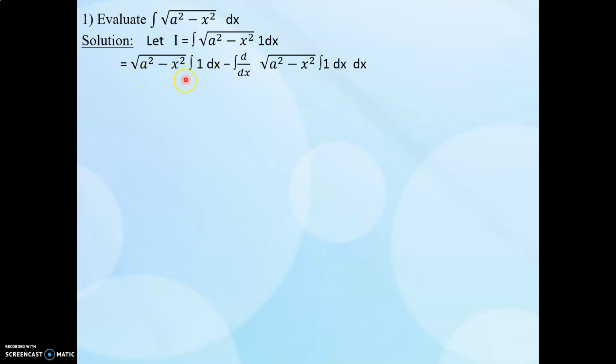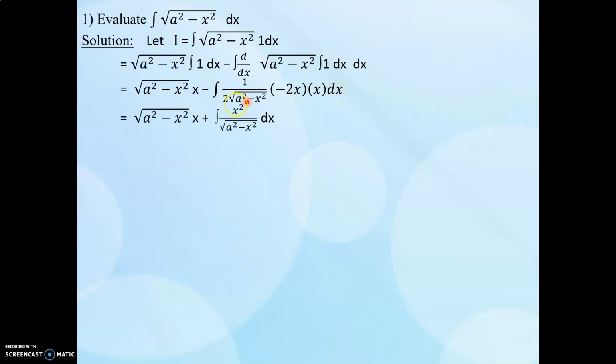So integral root of a square minus x square into integral 1 dx minus integral derivative of root of a square minus x square into integral 1 dx, whole dx. So root of a square minus x square into integral of 1 is x, minus integral derivative of root of a square minus x square is 1 upon 2 root a square minus x square into derivative of a square minus x square is minus 2x, into integral of 1 dx is x, dx. That is root of a square minus x square into x plus integral, this minus into minus is plus, and this 2 cancels, x into x upon root of a square minus x square dx.